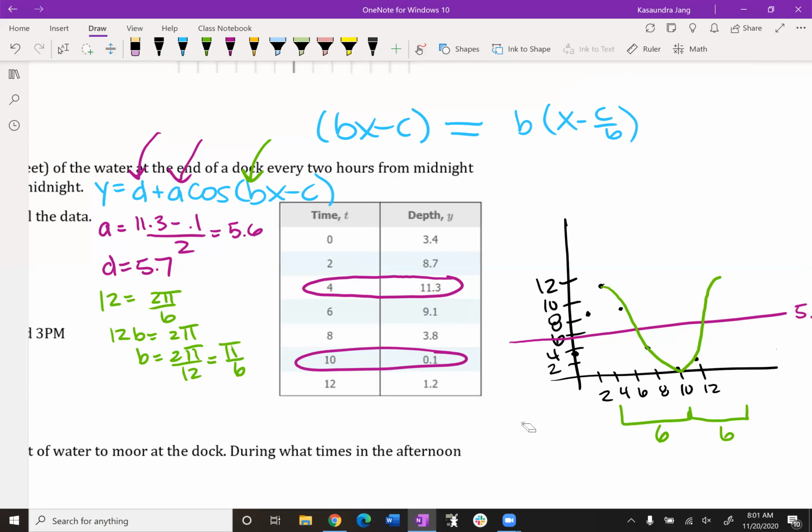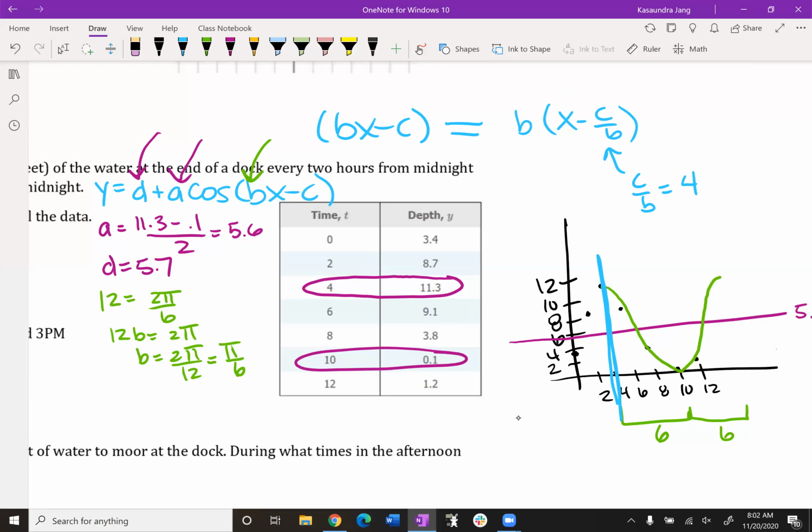So my point in that is, it looks like I said here, my max is usually where I start my graph. My max is at 4 right here. So I'm going to treat this c over b like a 4, like I shifted to the right by 4.